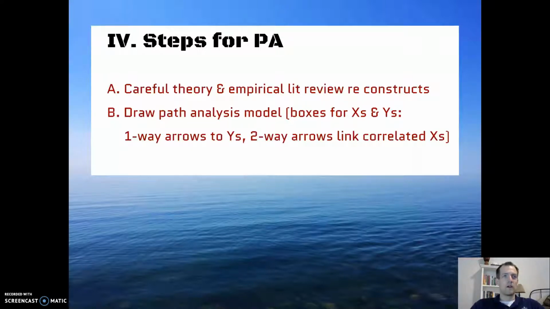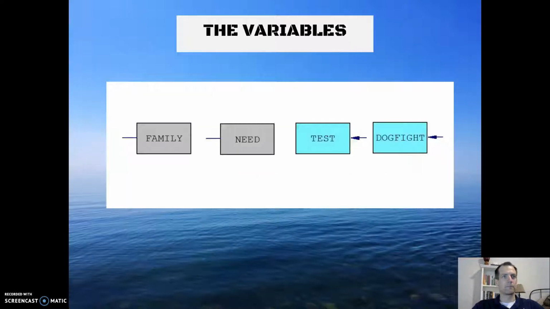There's a box for an x. So an x is a variable that we're measuring that we think is something that causes something else. And then a y is a dependent variable. And usually we're going to have more than one x and often more than one y. And that's one of the cool things about path analysis and structural equation modeling.